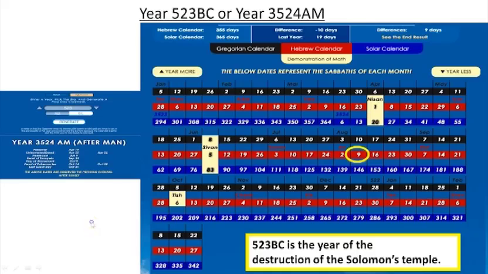What should this tell us? This should tell us that we now have an instrument that we can utilize in our studies or to confirm historical events. We have a calendar that's absolutely accurate, unfailingly.